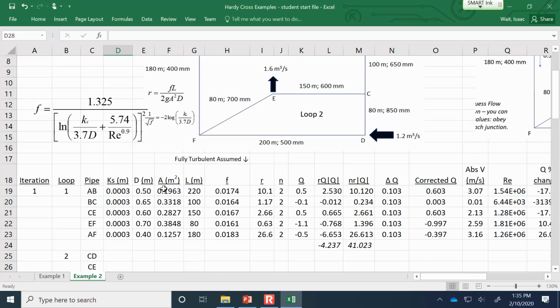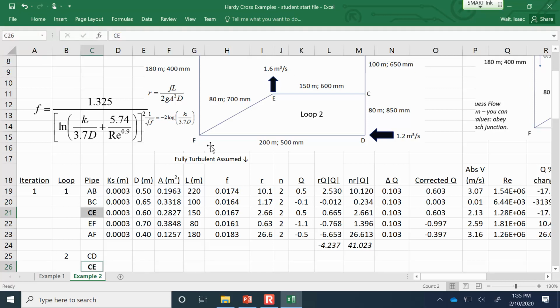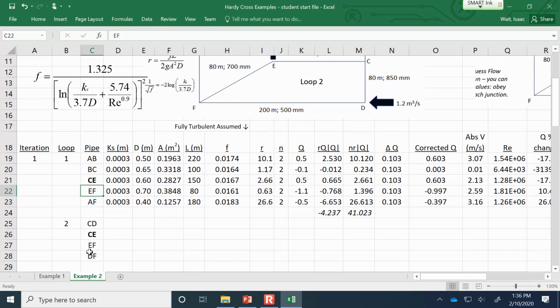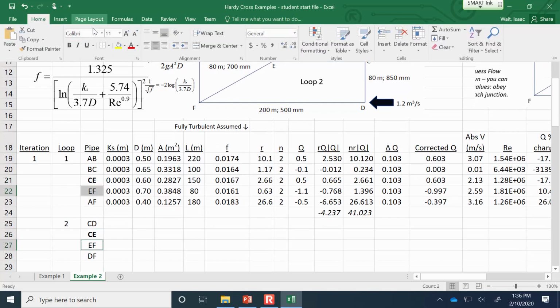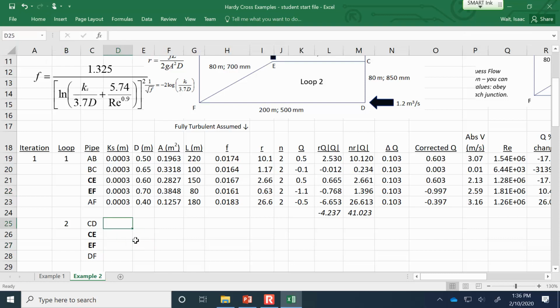Now, let's bold the pipes that are common to help us remember about flipping the direction and adding the negative sign. So CE is a common one, so I'm going to highlight both of those and add bold formatting. And then the EF is also a common pipe. So EF is in both loops, and so I've just bolded it there as a reminder to myself.